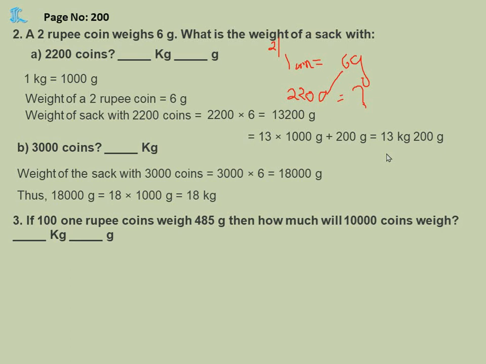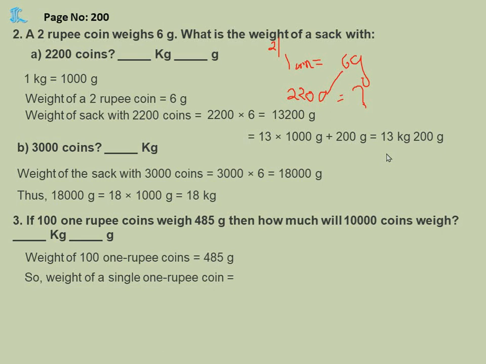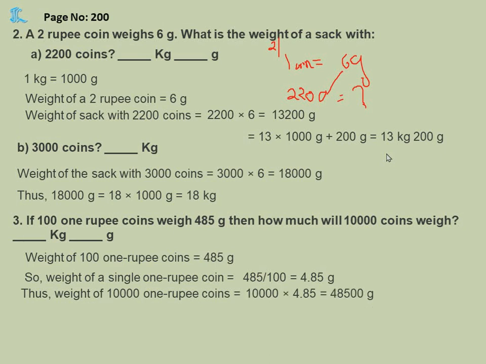If 101 rupee coins weigh 485 grams, then how much will 10,000 coins weigh? Now the weight of 101 rupee coins is given as 485. So the weight of one coin will be 485 divided by 100, that is 4.85 grams. Now 10,000 coins they are asking. So that is 10,000 into 4.85, that is 48,500 grams. Now convert it into kg and grams. So 48 into 1000 plus 500, that is 48 kg 500 grams.